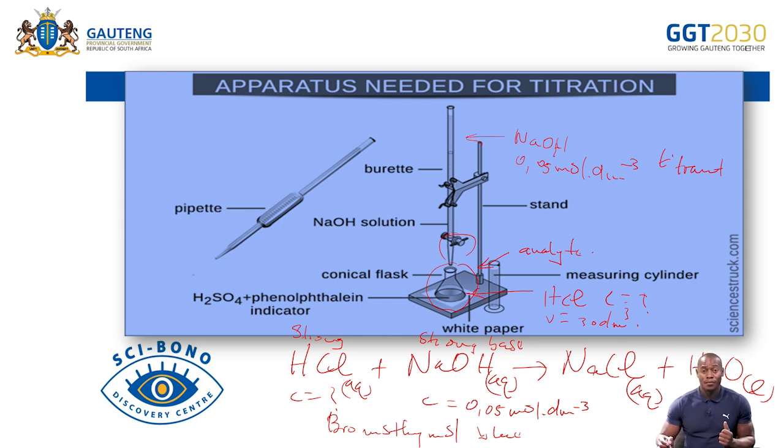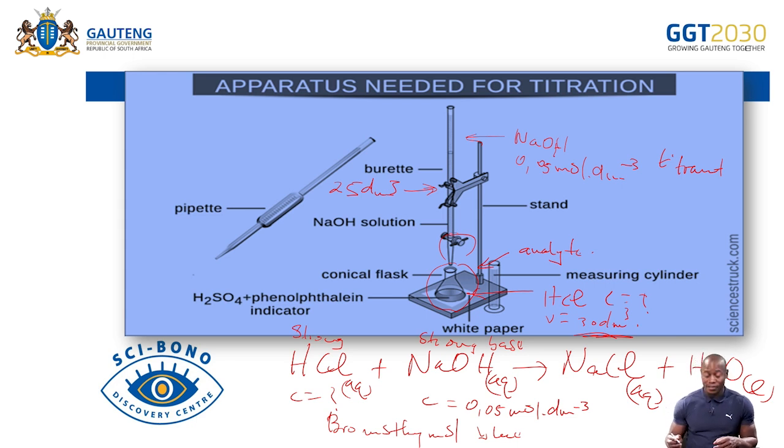So when you stop, now what are you going to do? Get the volume of the standard solution that neutralized 30 cubic decimeters of hydrochloric acid. Let's say when you read on your burette, you have maybe 25 cubic decimeters. So 25 cubic decimeters neutralized 30 cubic decimeters of hydrochloric acid. Okay, then how are you going to get now the concentration of hydrochloric acid?